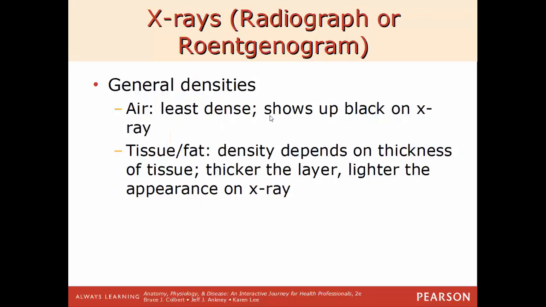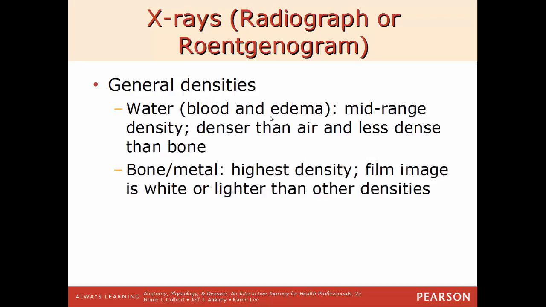Now you're able to tell some things, such as general density, just by looking at an X-ray. Air, as you can imagine, will be the least dense, and this will show up as black on a standard X-ray. Tissues and fat, of course, depend on the thickness of that tissue that you're X-raying. The thicker the layer, the lighter the appearance on the X-ray. Water, such as edema or swelling in tissue, and blood will be a mid-range density. Denser than air, but not as dense as bone.